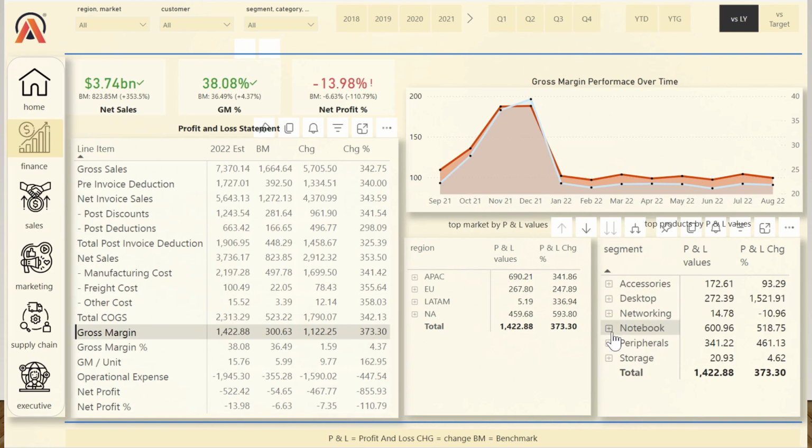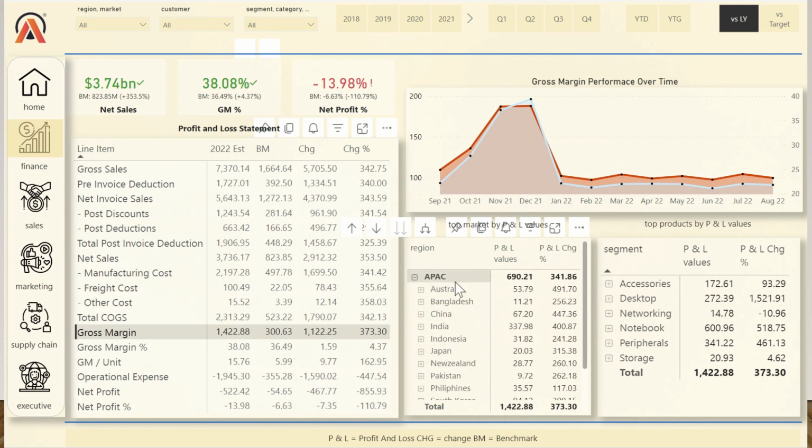Let's have a look and see which region is giving us the highest gross margin and which segment or product is giving us the highest gross margin. Here, as you can see, the Asia Pacific region is giving us the highest gross margin, followed by Latin America. And let's drill down a bit further.